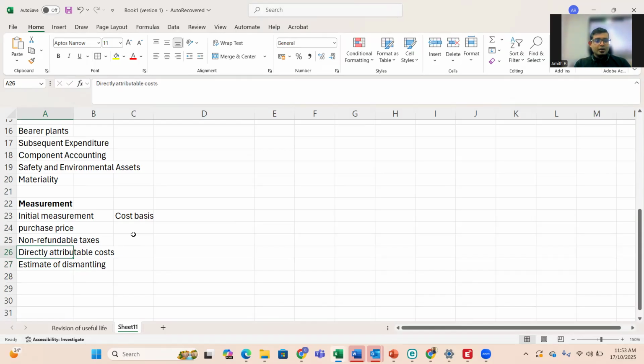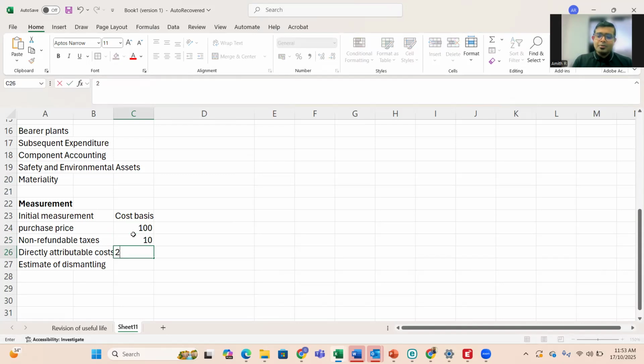Okay. Now, let's try the journal entry to alleviate your doubt. So let's say the purchase price is 100. Non-refundable taxes is 10. And directly attributable cost additional that I incurred is 200. And now let's say there is an estimate of dismantling: I'm going to dismantle the entire thing after 20 years. At that point of time, I'm going to incur 200.